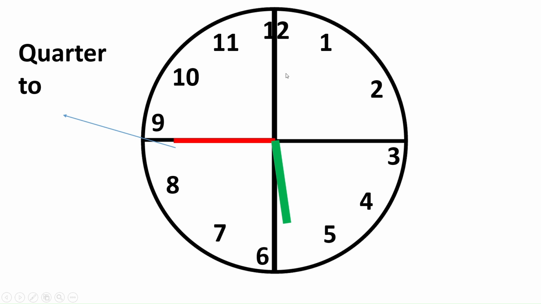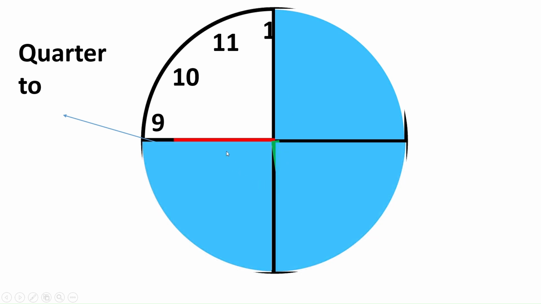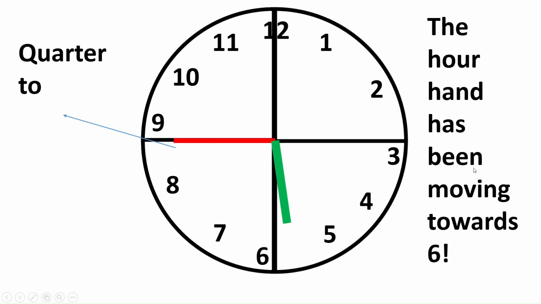We can see that the minute hand has moved 3 quarters around the clock, so only 1 quarter is left to be moved around. Since it's been moving towards the hour 6, we would call this to be quarter to 6. We're saying that it's only a quarter of the clock left to be covered until we reach 6 o'clock.